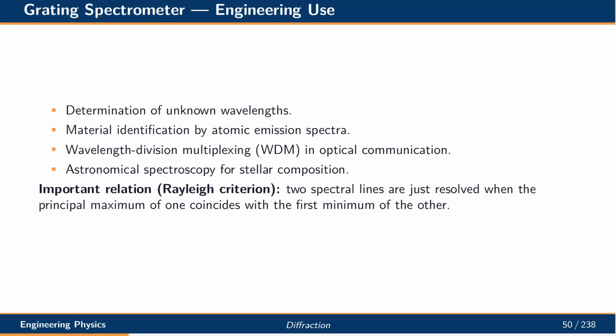Grating spectrometers have many engineering applications. They determine unknown wavelengths and identify materials by their atomic emission spectra. In optical communication, they enable wavelength division multiplexing, packing many channels into one fiber. In astronomy, they reveal the chemical composition of stars. Two close spectral lines are just barely resolved when the principal maximum of one falls on the first minimum of the other. This is the Rayleigh criterion.